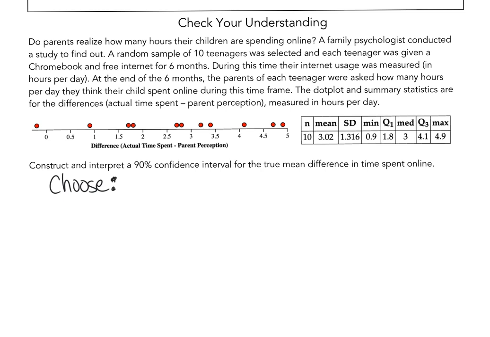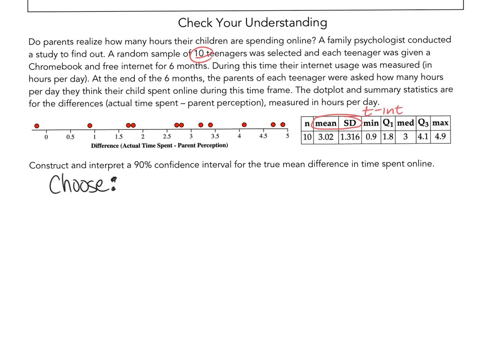So because we're given a mean and a standard deviation, we're looking at a T interval. And then it tells us, do parents realize how many hours their children are spending online? The family psychologist conducted a study to find out. A random sample of 10 teenagers, so this is your n, was selected, and each teenager was given a Chromebook and free internet for 6 months. During this time, the internet usage was measured in hours per day. At the end of 6 months, the parents of each teenager were asked how many hours per day they thought the child spent online during this time frame. The dot plot and summary statistics are for the differences, the actual time minus the parent perception, measured in hours per day.